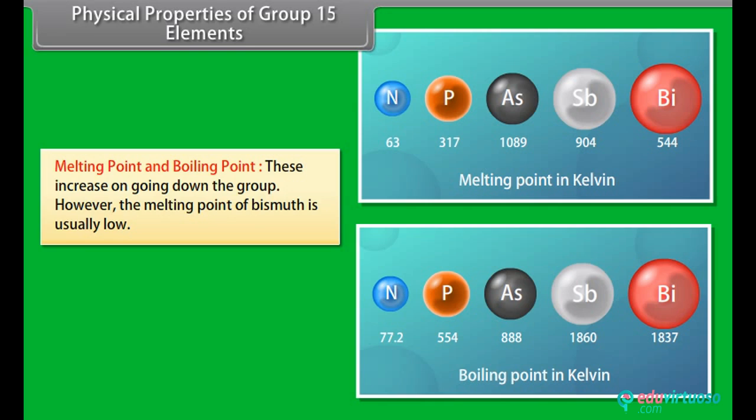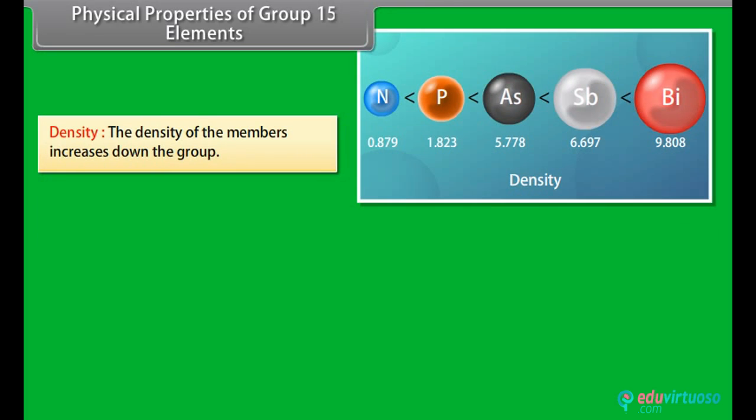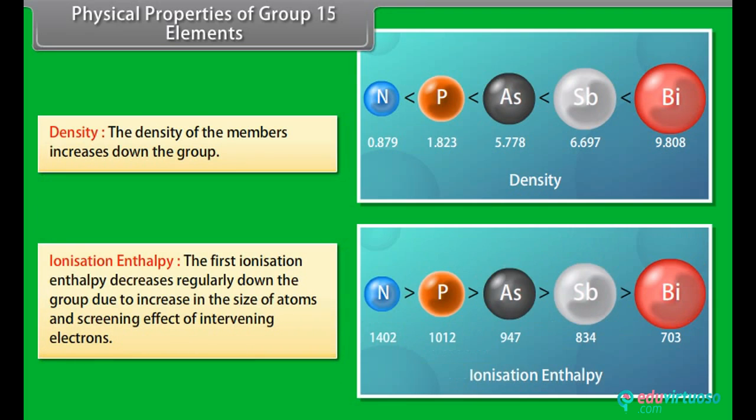However, the melting point of bismuth is unusually low. This may be due to the greater tendency of bismuth to form 3 rather than 5 covalent bonds. Thus, there are weak forces of attraction between their atoms in the solid state, responsible for its low melting point. Density: the density of the members increases down the group. Ionization enthalpy: the first ionization enthalpy decreases regularly down the group due to increase in the size of atoms and screening effect of intervening electrons.